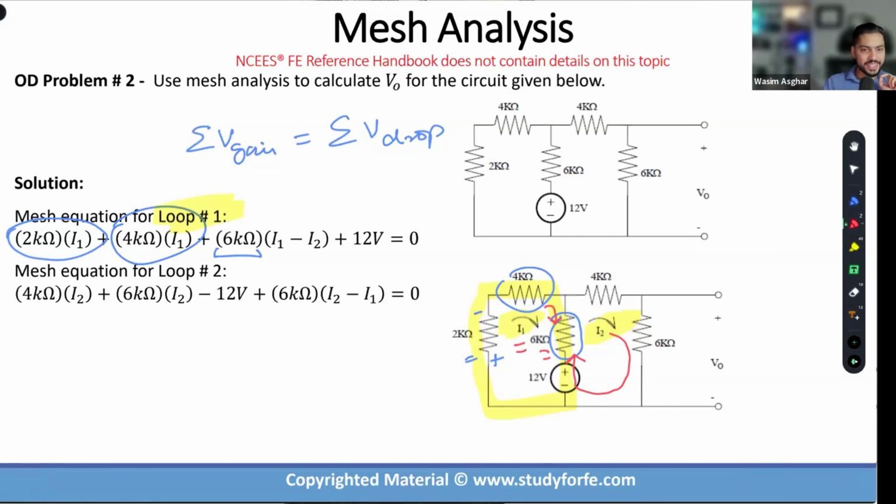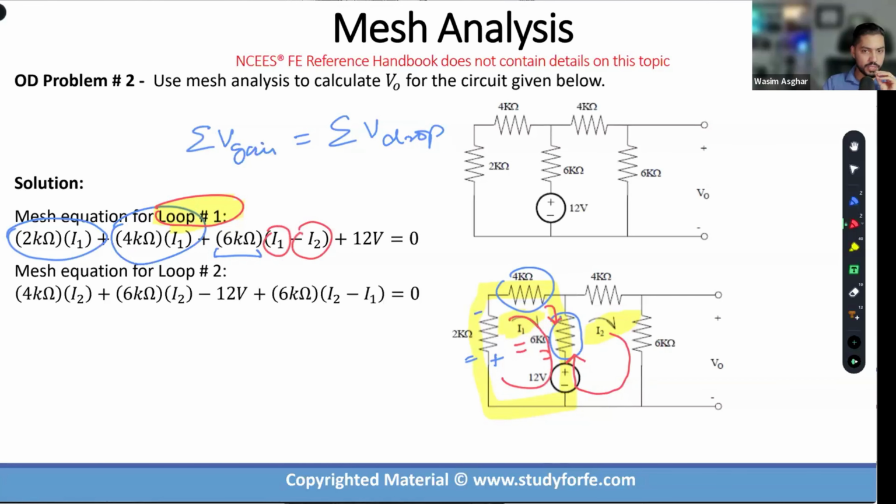Since I am in loop 1, I am going to assume that current I1 is the dominant current. So I'm going to write this as I1 minus I2, and the net direction of current flow will be like this.